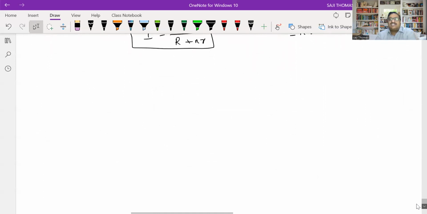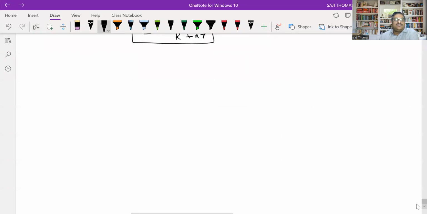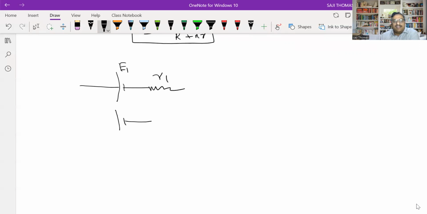Now let us discuss cells in parallel. I'm drawing two cells connected in parallel. This is a cell of EMF E1, its internal resistance is R1. Consider another cell, internal resistance R2, EMF E2. These two cells are connected in parallel, so they are connected across the common terminals. The potential difference across the combination is V.